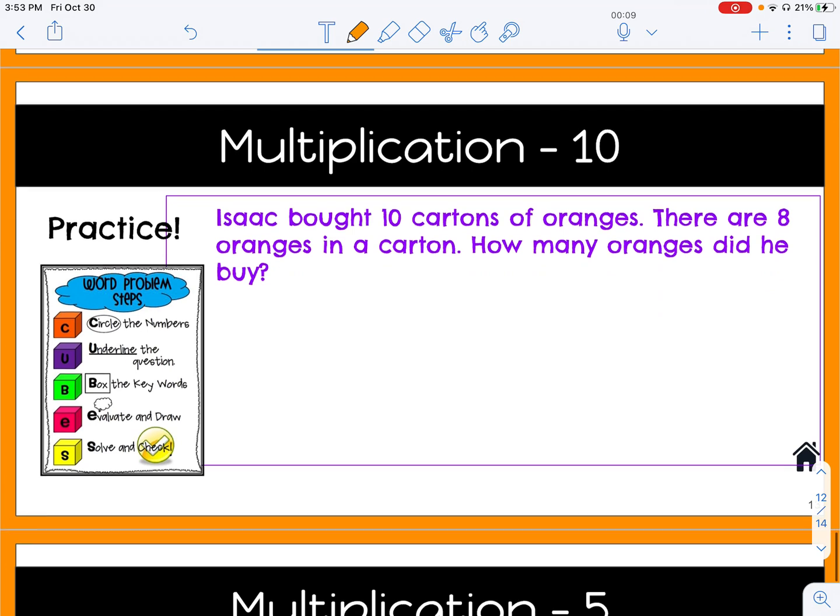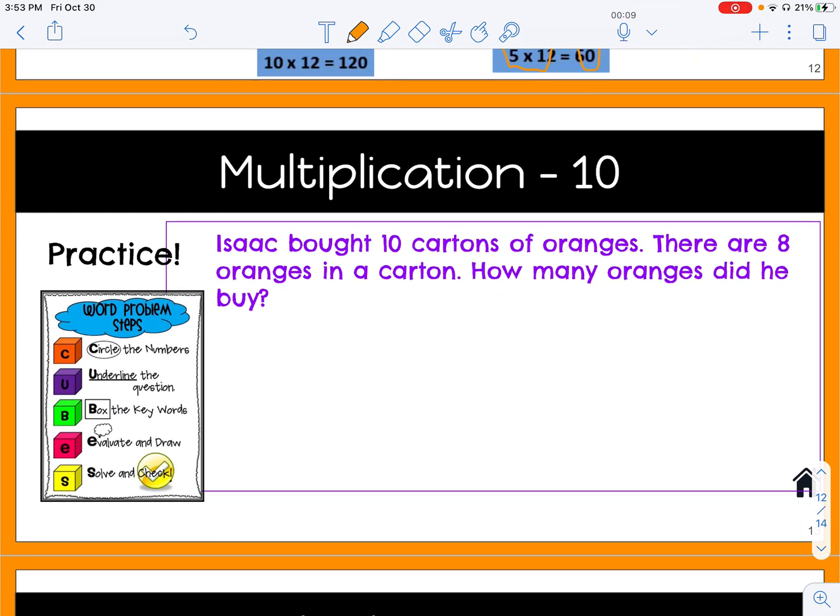Okay, so sometimes you're going to just get straight multiplication problems like we saw, but sometimes they're going to give you some story problems. So this story problem says, Isaac bought 10 cartons of oranges. There are 8 oranges in a carton. How many oranges did he buy?